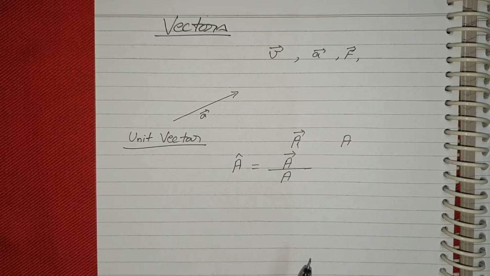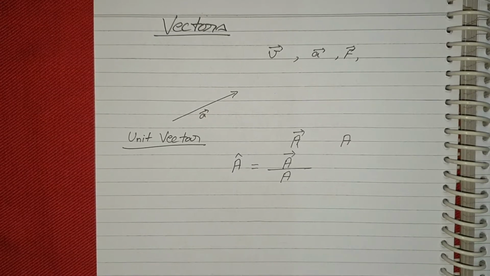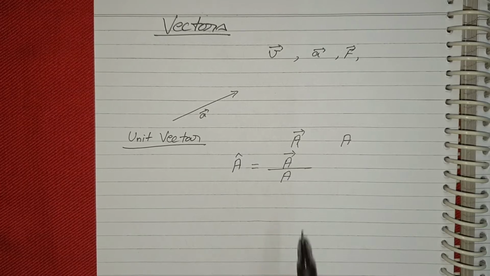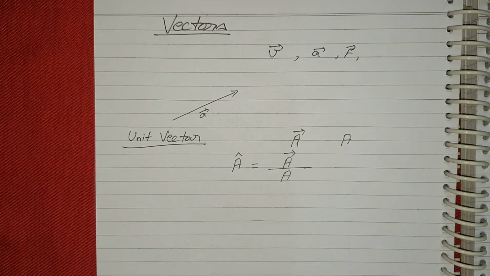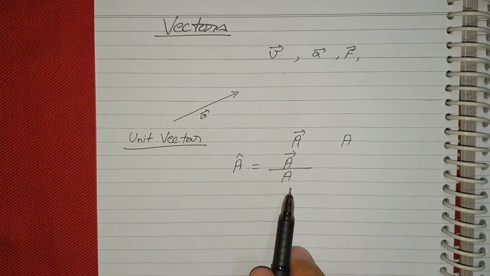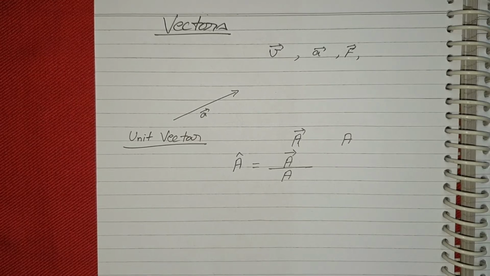Or you can say a unit vector in a given direction is also defined as the vector in that direction divided by the magnitude of the given vector. It is a unitless and dimensionless vector and represents only direction. So, it represents the direction of the original vector, but has a magnitude of 1.